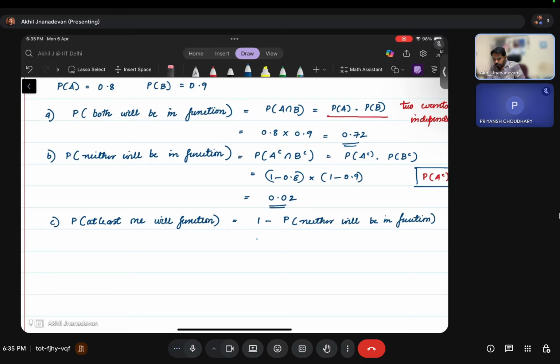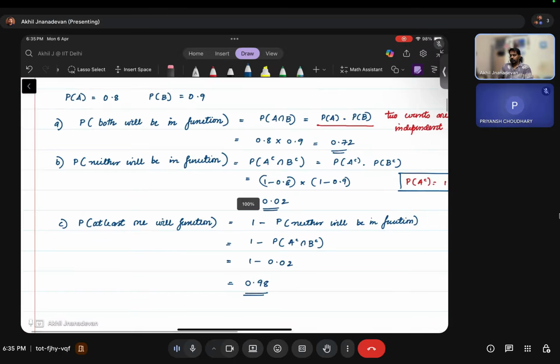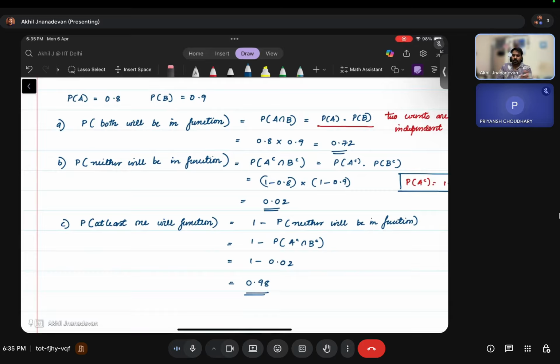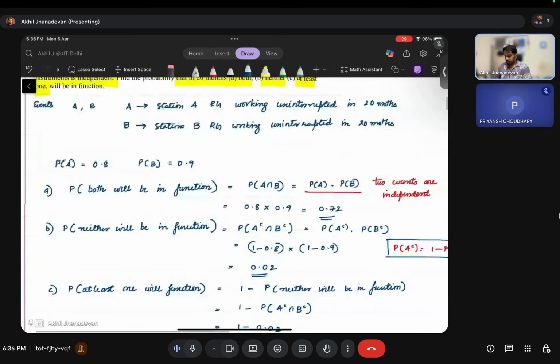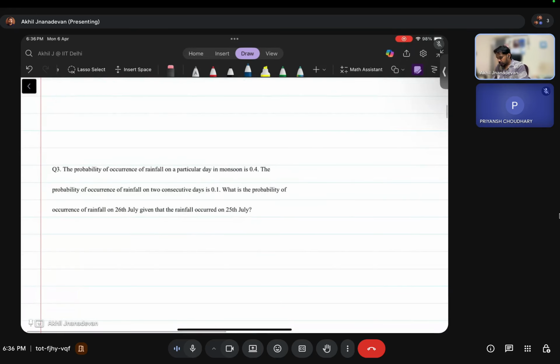So that is 1 minus the probability of A complement intersection B complement, which we already found in the previous question. So that will be 1 minus 0.02, that is 0.98. So the probability that at least one of them will function is 0.98. The idea we applied is that the complement of neither will function is at least one will function, so that is 1 minus neither will function. Okay, if that is clear, we can move on to the third question.